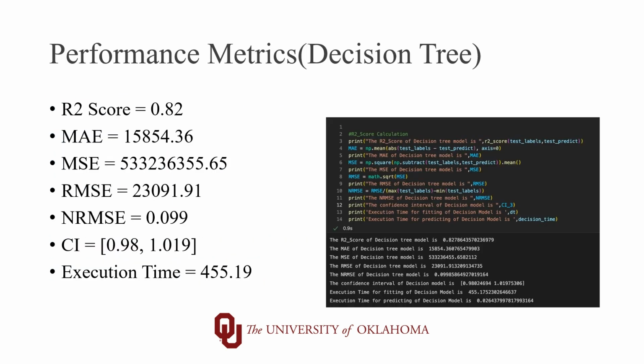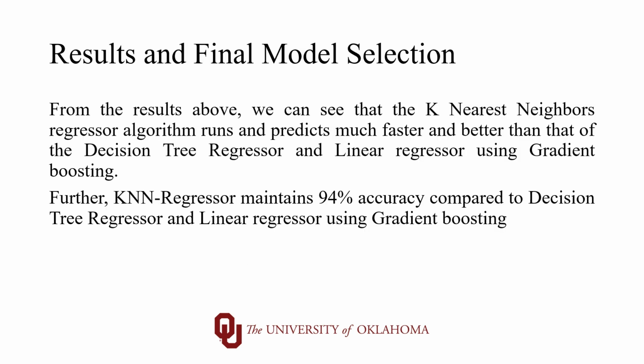These are the performance metrics that we have obtained by performing decision tree regression on our dataset. For the final model selection, we are choosing k nearest neighbors as our final model because we have obtained a higher R squared value. R squared is a statistical measure that represents the proportion of the variance for a dependent variable that is explained by an independent variable or variables present in a regression model.